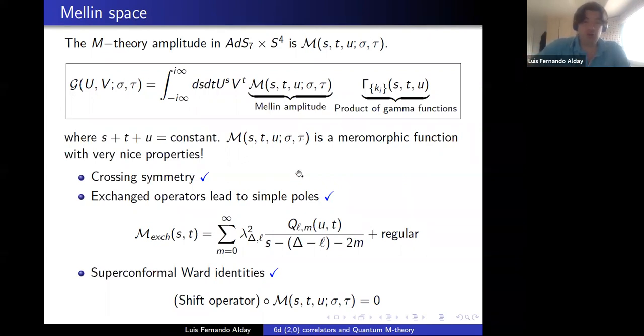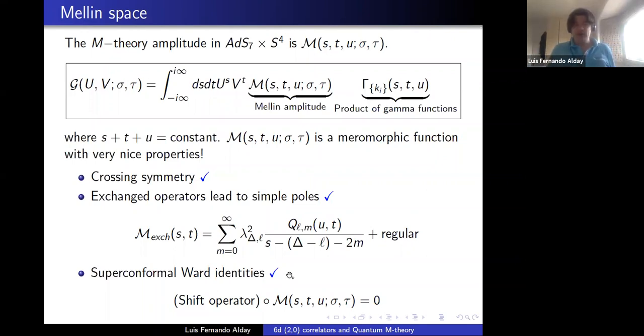It also has a very nice structure of poles, where exchange operators here in the S channel lead to simple poles with known residues that are functions of U and T, the other two Mellin variables. And in addition, it is relatively easy to require the superconformal Ward identities.